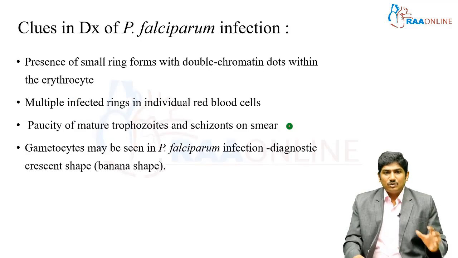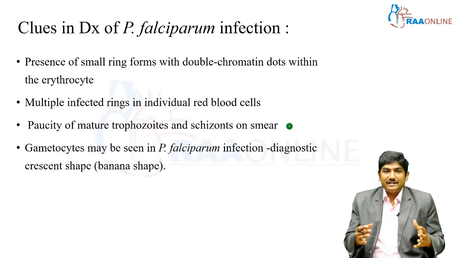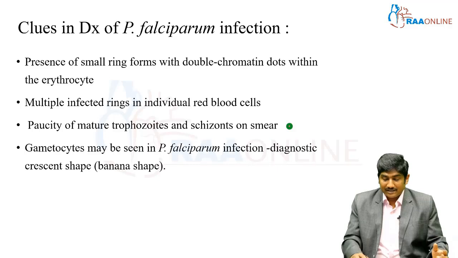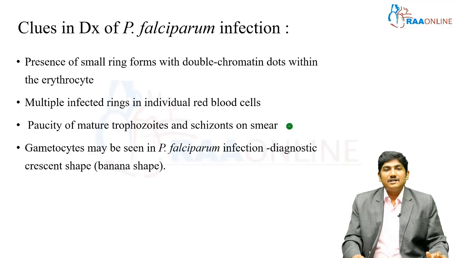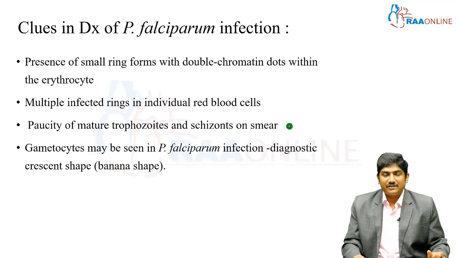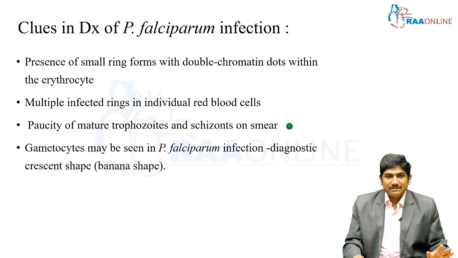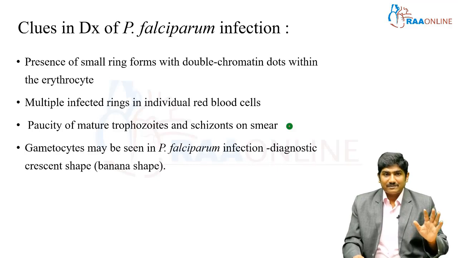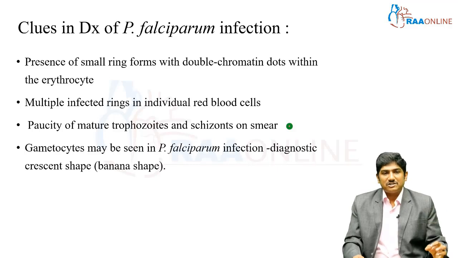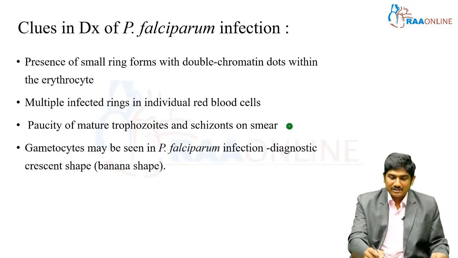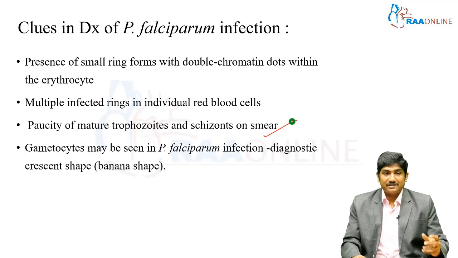So, clues in diagnosis of falciparum infection. We are worried about falciparum because it is very, very deadly, and even if you treat, the chance of death is around 30% if the patient has already reached a severe stage, right? So what are the clues in diagnosis of falciparum infection? Number one, presence of small ring forms with double chromatic dots within the erythrocyte. Second, multiple infected rings, because the parasite index is going to be very, very high, and a paucity of mature trophozoites or schizonts on the smear. That's because of sequestration, right?